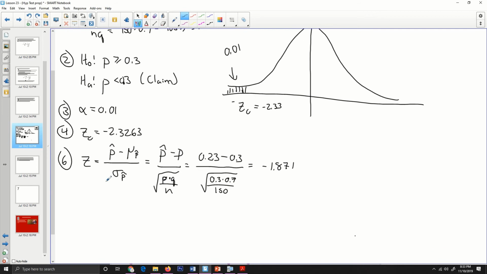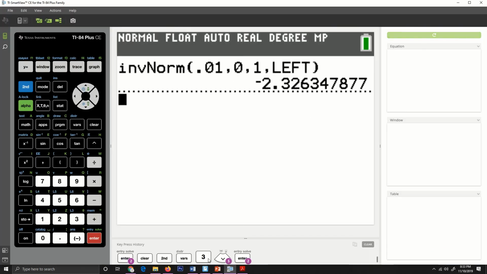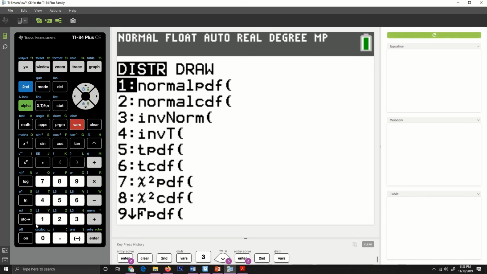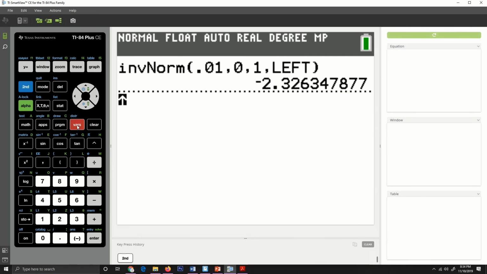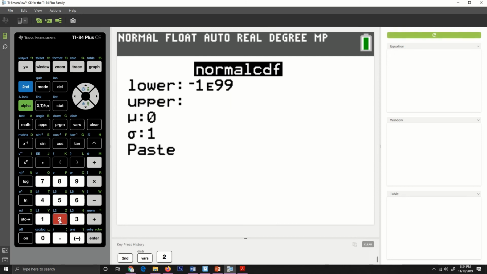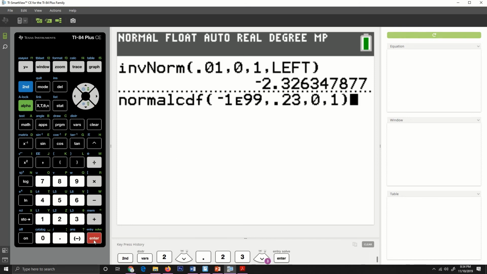Now we can also calculate that with a normal CDF. So we're going to go second, distribution, 2, and so we would have negative infinity. Our upper value here is going to be the value that we calculated, so 0.23, and then all of that goes, and we hit enter.